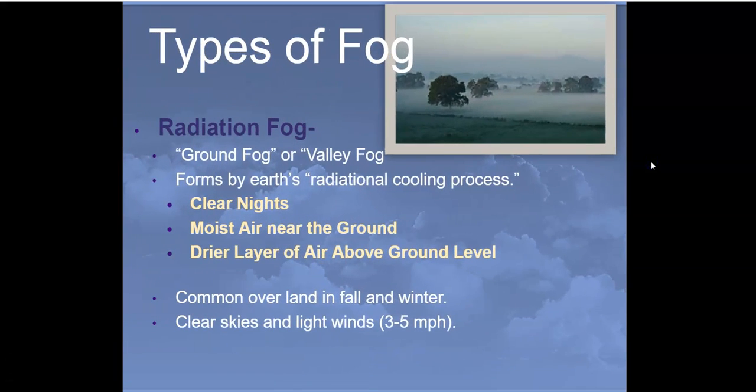A type of fog is radiation fog, sometimes called ground fog or valley fog. This is formed by Earth's radiational cooling process. It happens on cool nights when there's a lot of moist air near the ground, so oftentimes after it's rained. And then there's going to be a drier layer of air above the ground level. So that causes the radiational evaporation of the moisture, and then it hits that drier air and it condenses and forms a fog layer. This is common over land in fall and winter, and it'll happen on clear skies and light windy nights, 3 to 5 mile an hour winds.